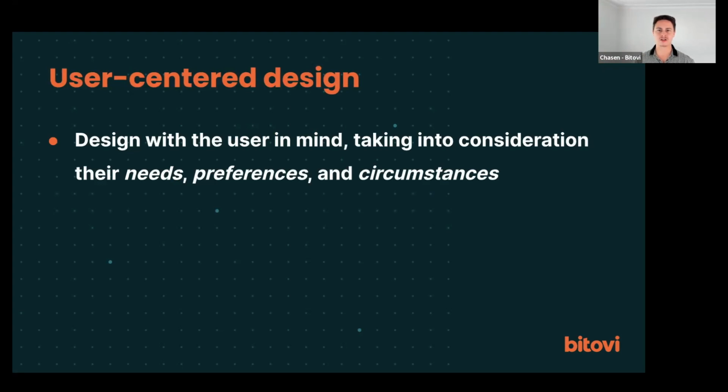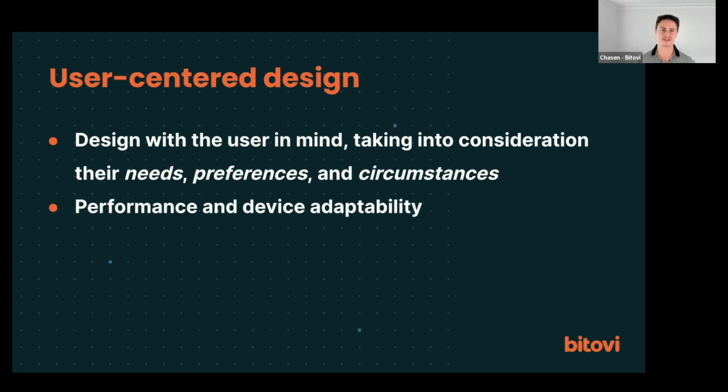To me, it's not just about needs, which can mean a physical or cognitive need, but also about preferences, right? I think of things being easier to read if you're using dark mode, or the opposite, things being easier to read when you're using light mode, or reducing transparency, reducing motion, these sorts of preferences. And then circumstances, I think of performance and device capability.